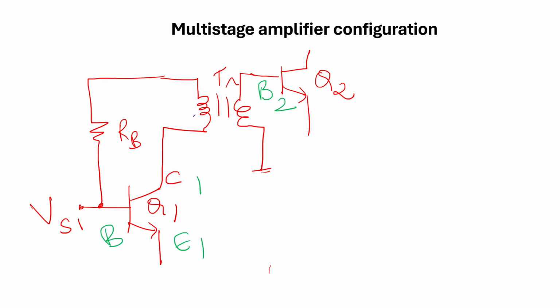So this kind of connection is called transformer coupling connection. The source voltage, the signal to be amplified, is given here to the base of the transistor 1. The collector terminal is taken and connected to the primary of the transformer, wherein the secondary of the transformer is connected to the base of the transistor 2. This is called transformer coupled kind of connection.